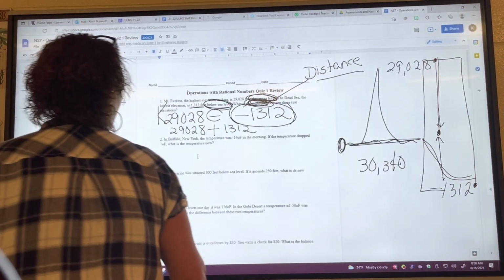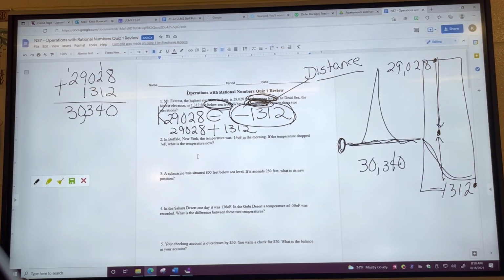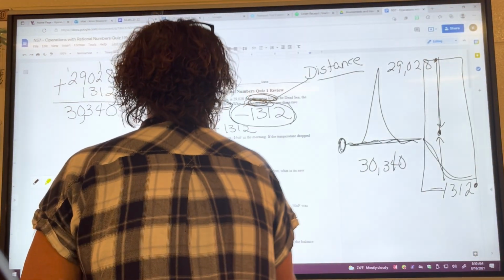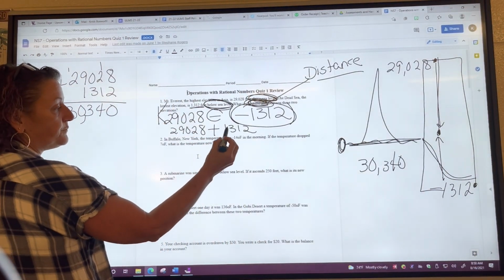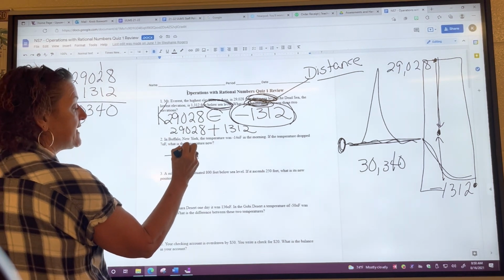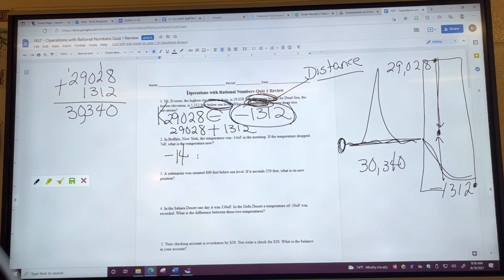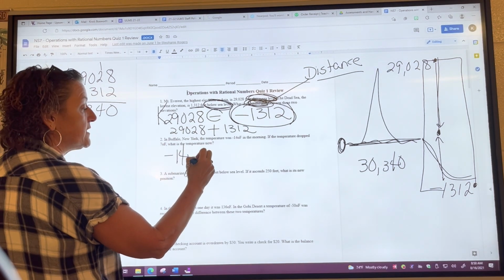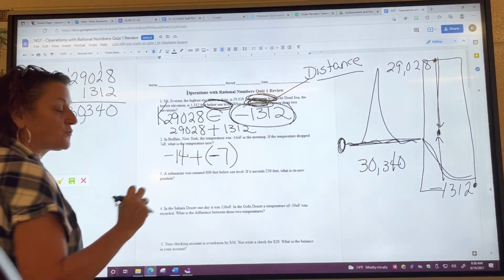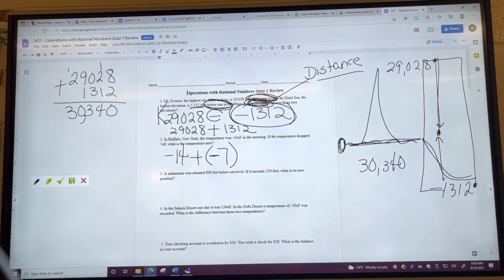In Buffalo, New York, the temperature was 14 degrees below 0 Fahrenheit in the morning. If the temperature dropped 7 degrees, what is the temperature now? So, it's negative 14 degrees, and it's going to drop 7 degrees, right? Okay?